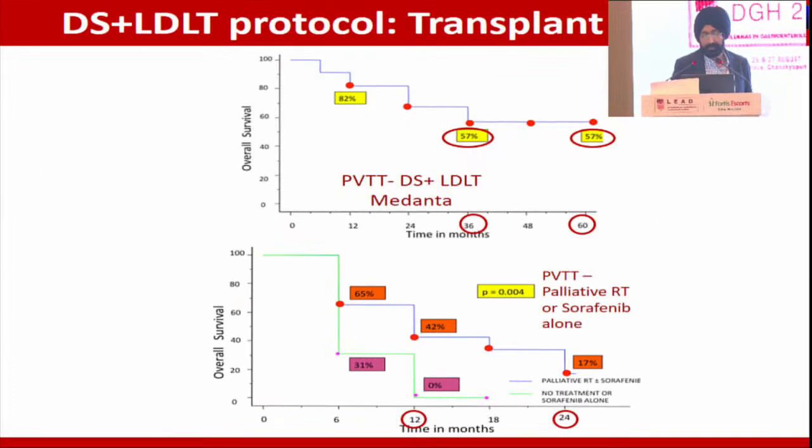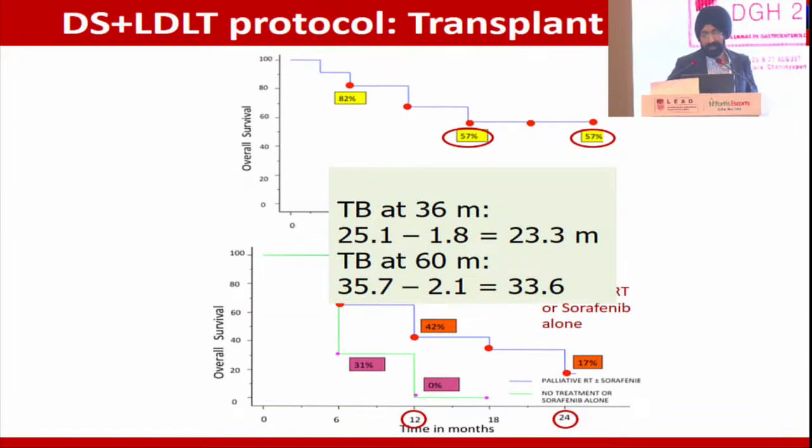I will just show you the transplant benefit. At 36 months, the transplant benefit with our protocol works out to be 23 months, and at 60 months, 33 months compared to the next best treatment.